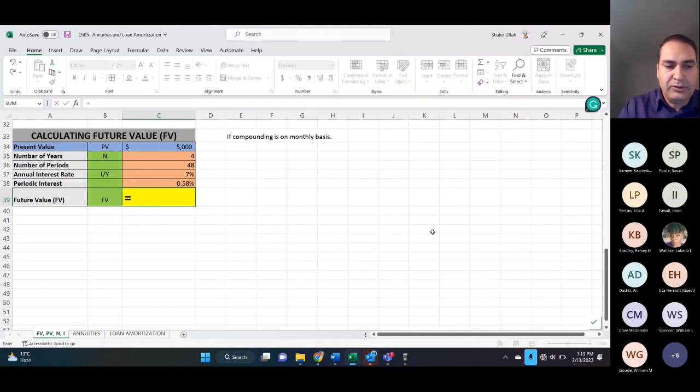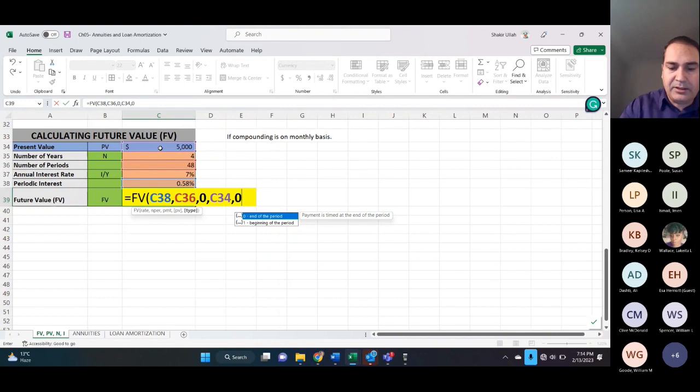So let's do that. Equals future value, the same formula, but just be careful about which variables we are entering. Rate should not be 7% because that is the annual rate. Rate should be 0.58%, the periodic interest rate, comma, number of periods. That should not be 4 because that is years. Number of periods is 48. Payment, again, interim payment is 0. And present value is 5,000. And type, you can ignore that or maybe enter a 0.